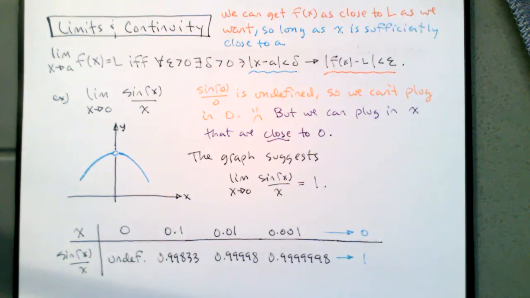So sometimes I refer to this as a brute force approach. We're just going to keep plugging things in until we find the information that we want. And we're looking down here. If we keep plugging in things that are getting closer to 0, we see that the values of the function are getting closer to 1. Any questions? Comments? Snide remarks?